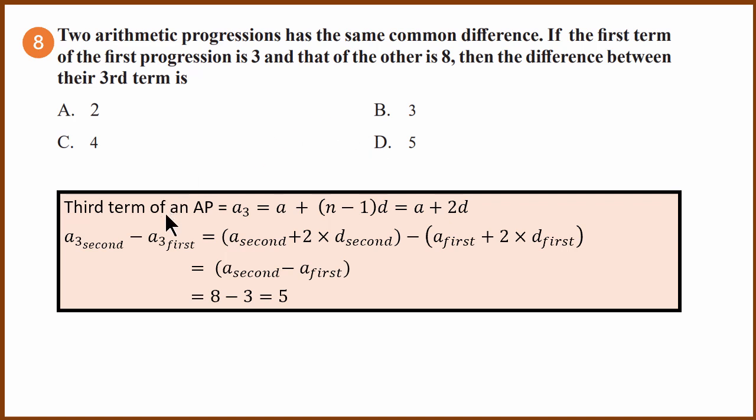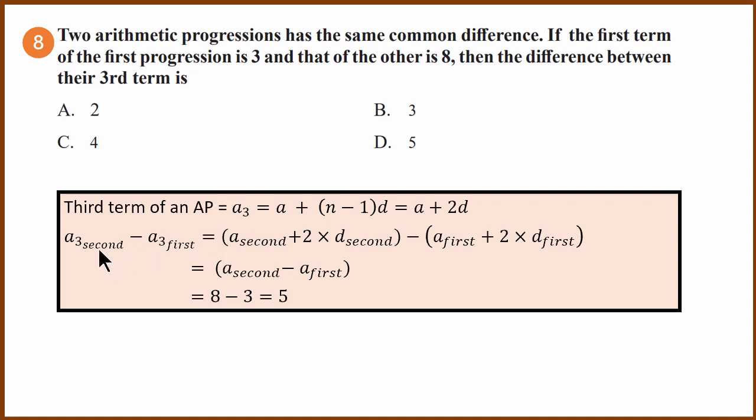So what is the formula for the third term of an AP? We usually call it A3, which can be written as A plus n minus 1 D, which means it is A plus 2D. Why? When it is the third term, n becomes 3, and 3 minus 1 is 2. So this is A plus 2D, correct? So that is the third term.